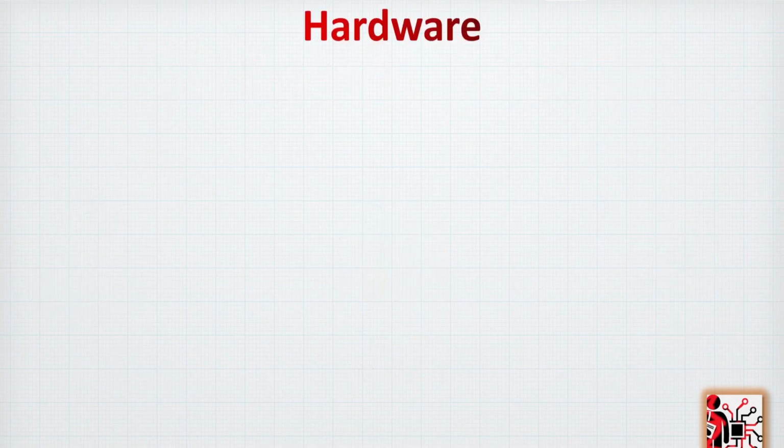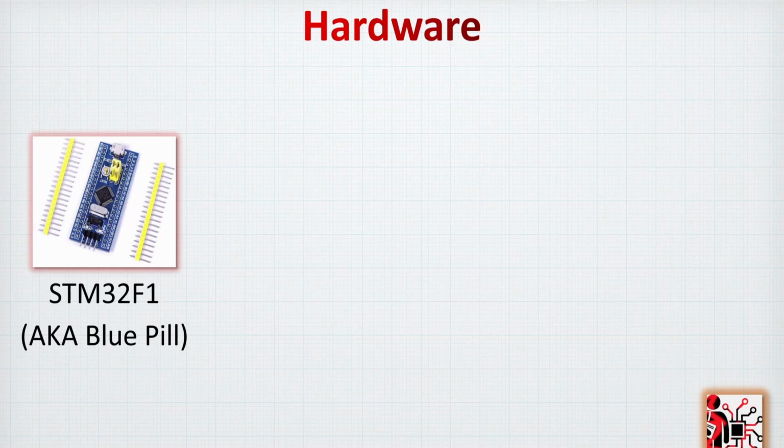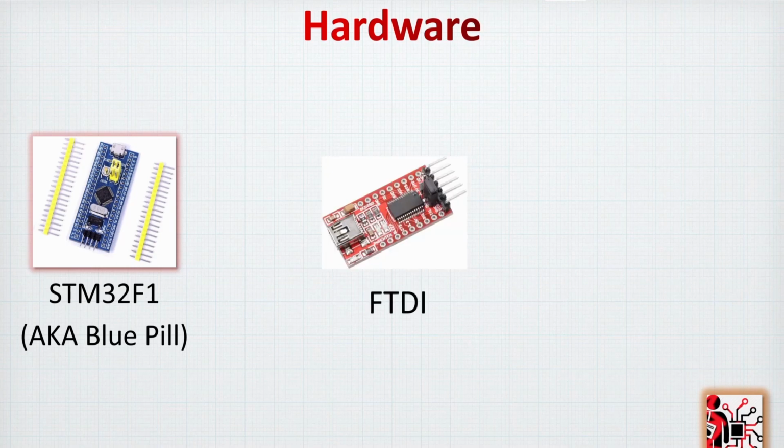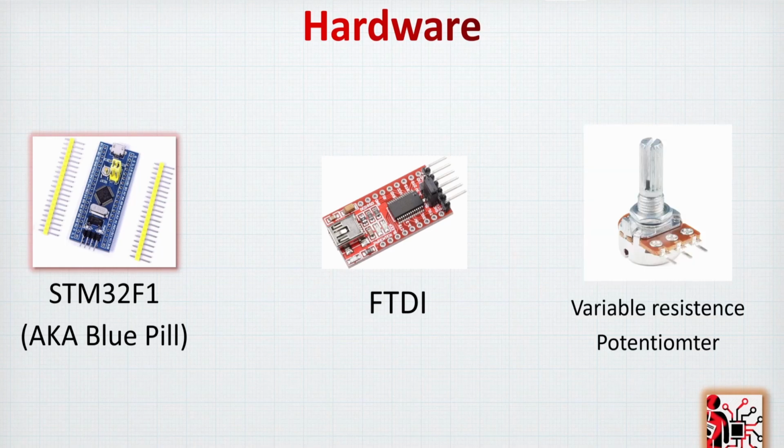The hardware that I will be using to play with the signal is an STM32 F1 based board, aka the Blue Pill. We will use an FTDI, which allows the communication between the PC and the MCU. Finally, we will use a variable resistance or potentiometer so we can play with this ADC signal.